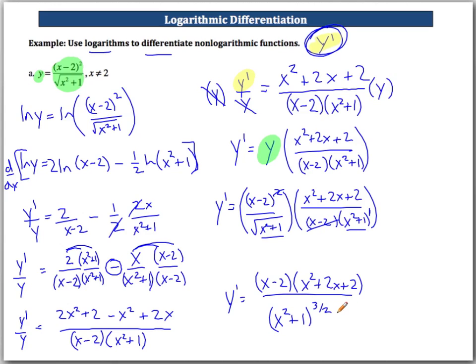Okay, so let's just review the process real quick. Take the natural log of both sides, use the log properties to expand, differentiate the entire left and right sides, and then simplify as best you can. Solve for y prime by multiplying by y on both sides. Okay. Then substitute the function in for y and then simplify, and there you have your derivative.